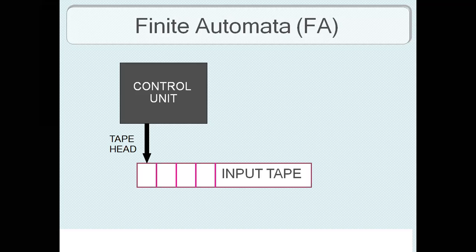So what is the purpose of the control unit? It is the processing unit. In the processing unit, how the computation works? What is a computation? It is the process of finding a solution to a problem by using some internal states and transitions. So in this, the control unit can take the input from the input tape by using the read-only head.